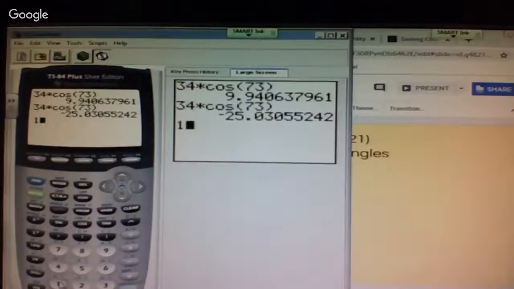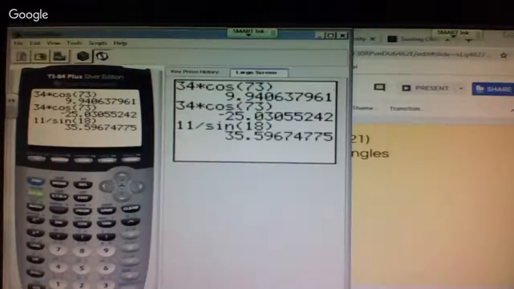So we've got 11 divided by sine, which is right next to cosine, 18, close your parentheses, and hit equals. 35, and that'll actually round to 0.60 because that 6 will round your 9 up, and then that becomes a 10, which makes that a 60. 35.60.